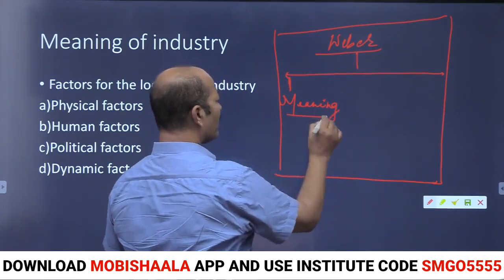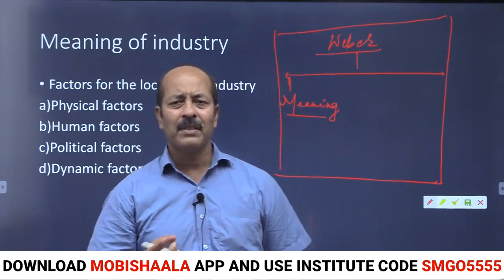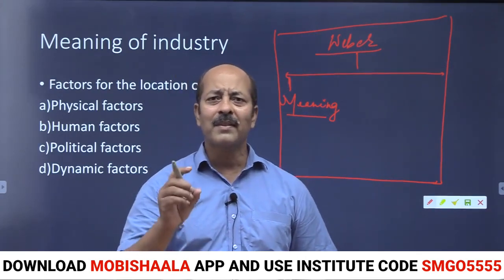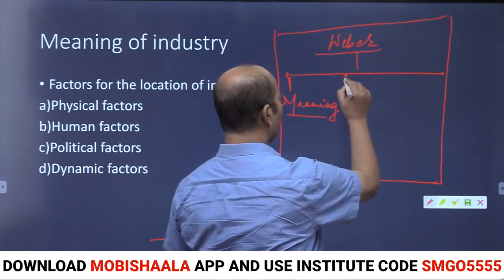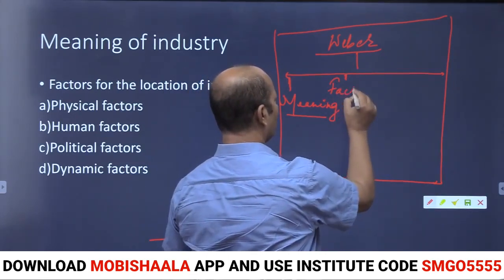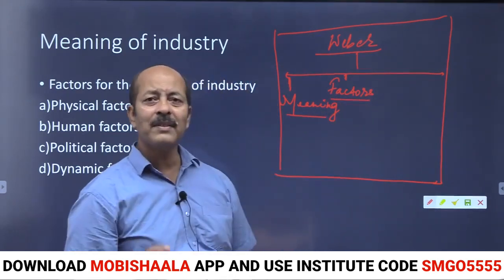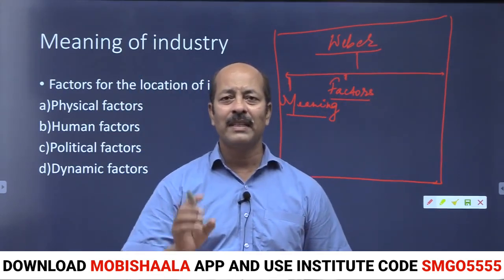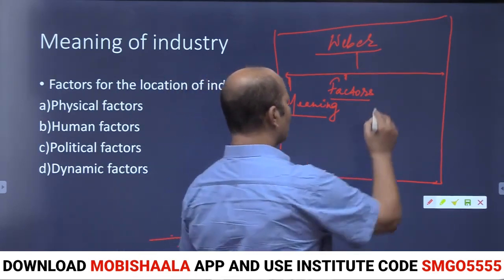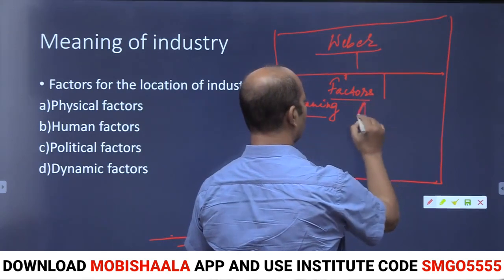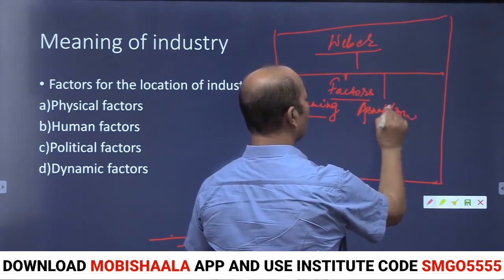As we begin the chapter, we should always first know the meaning and concept of manufacturing. The second thing is factors. Factors means the factors controlling the location of industry. Those are the factors we have already done in the NCERT book. And the third thing is assumption. Assumption given by Weber.